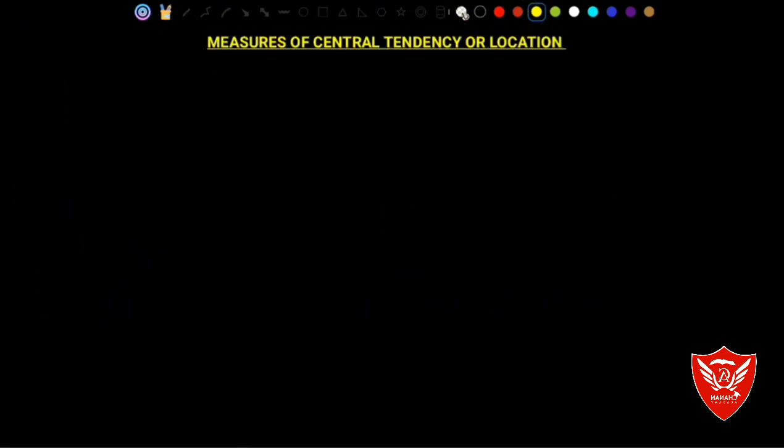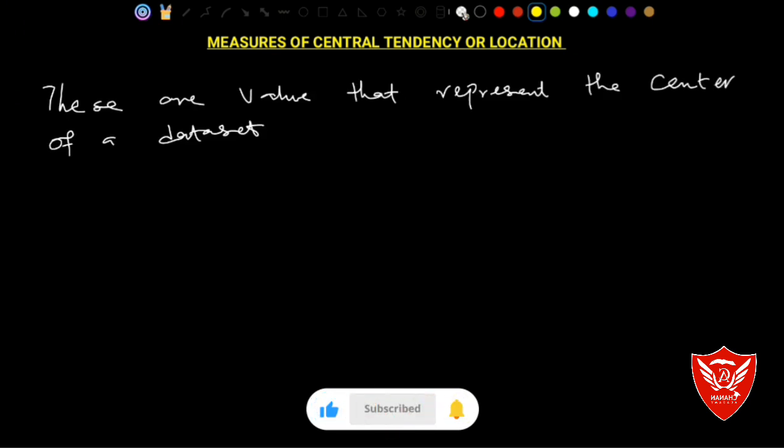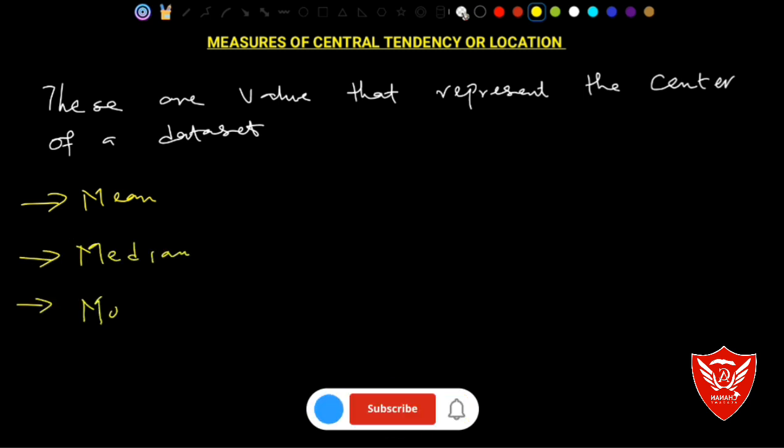Measures of central tendency or location. Now, the measures of central tendency are values that represent the center of a data set. They include the mean, the median, and the mode. So these three are known as the measures of central tendency, and they represent the center of a data set.